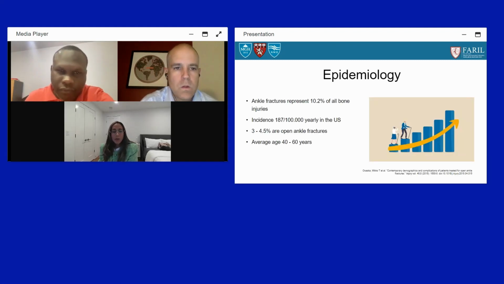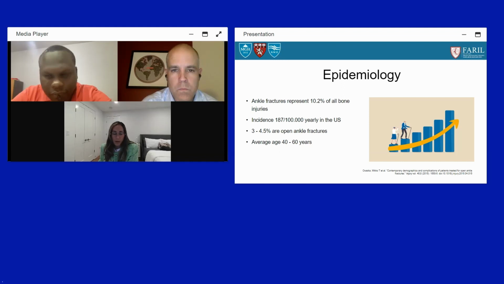So now, when we talk about ankle fractures, in general, ankle fractures represent about 10% of all bone injuries, and the incidence, at least in the US, is about 187 per 100,000 people yearly. Open fractures are about 4.5% of all of them. Initially, this was more related to work-related injuries or high-energy trauma in males, but we have seen a trend, especially with life expectancy increasing, that the average age of people with open fractures is shifting a little bit to people older than 60 years old, and usually a lot of them occur in women.